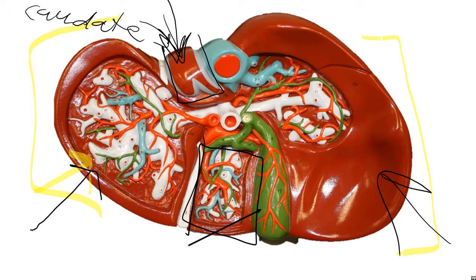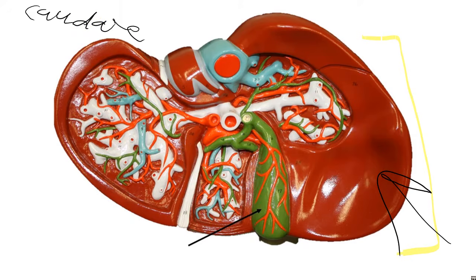C-A-U-D-A-T-E. Caudate. It means finger-like, and that's kind of what it looks like, little fingers wrapping around. And what does quad mean? Four, exactly. So if you look at this lobe down here, it's got these four perfect right angles, right? So that's the quadrate lobe. So those are the four lobes.